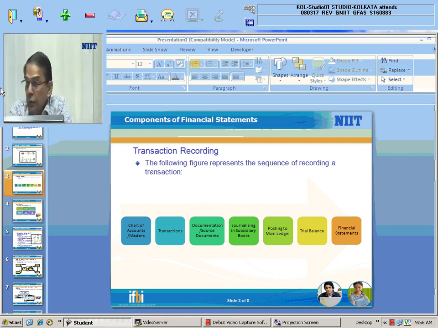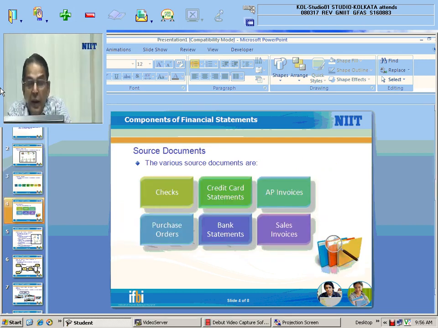So various kinds of source documents could be checks, credit card statements, account payable invoices, purchase orders, bank statements, sales invoices. This could be used as source documents. Source document is nothing but the verifiable evidence or supporting document. When you record a transaction, there must be some verifiable evidence or supporting document for recording it. Otherwise, how do you know the transaction has happened or not? So it is a supporting document which shows that such a transaction has happened, and so the transaction can be recorded. Source document is the verifiable evidence or supporting document with which transactions are recorded or posted for the first time.